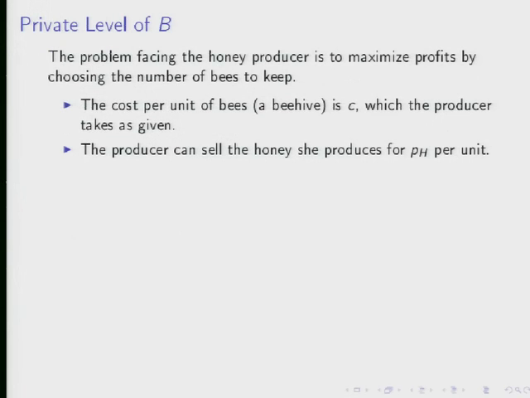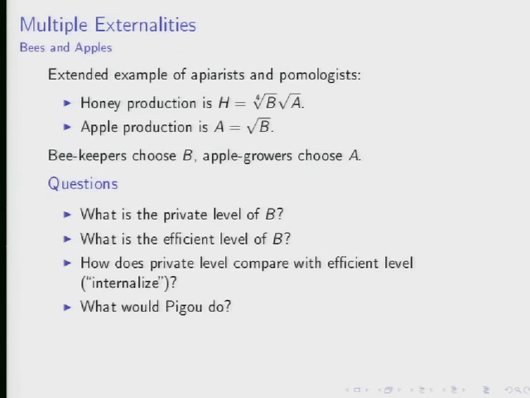So the problem facing the beekeeper is going to be to maximize profits from honey production. And so she's going to do this. She's going to maximize P sub h times h minus c times b. Okay, so b is the input she's going to choose, subject to the production function. In particular, we're going to have h equal to the fourth root of b times the square root of a.